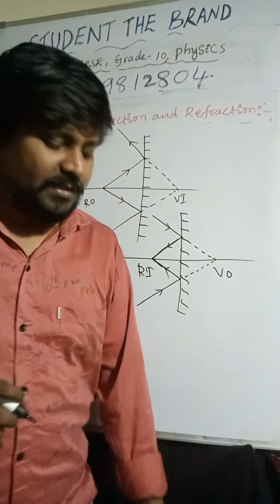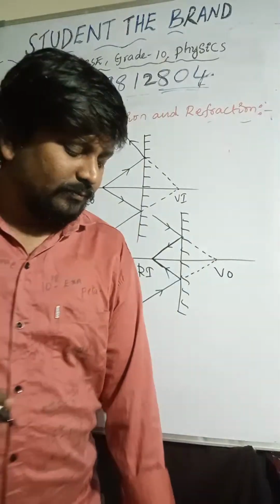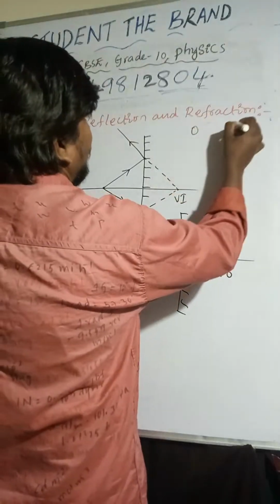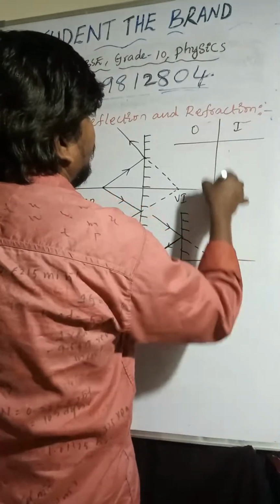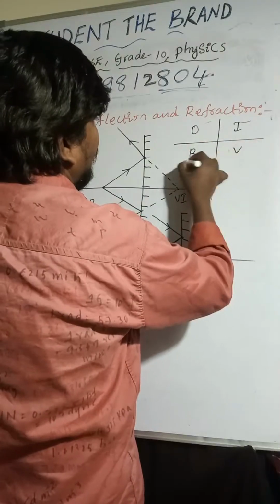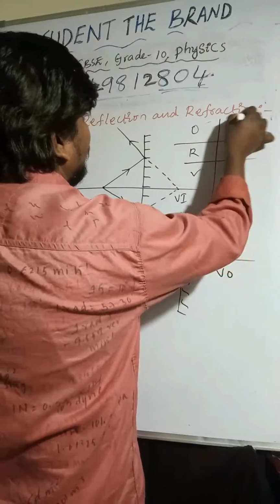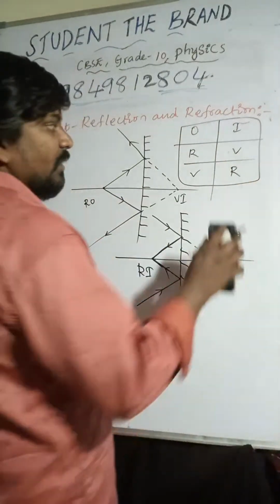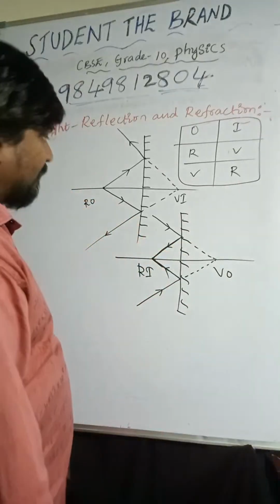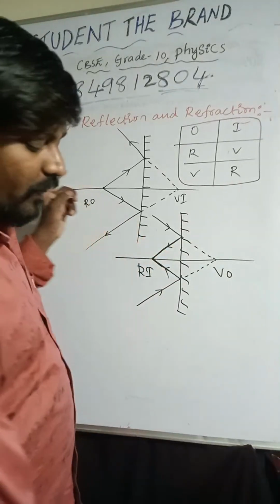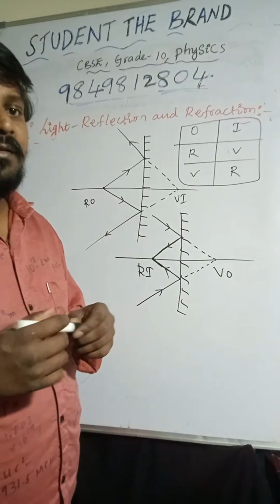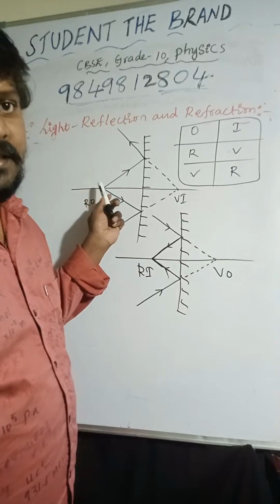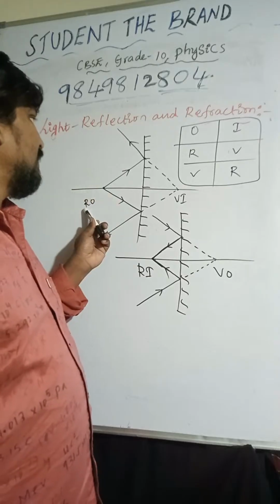Real image and virtual object. Okay. So object and image. Object is real, image is virtual. Object is virtual, image is real. So you have to understand one thing, you have to observe carefully. So here you can see, from this point incident light rays are coming. The point of intersection of incident light rays is called a real object.